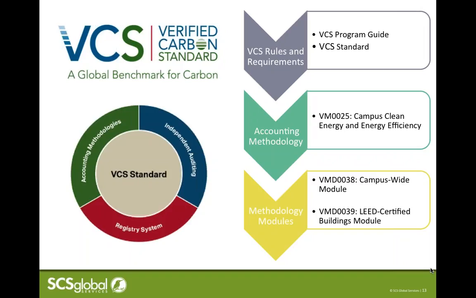So the VCS standard establishes the core rules and requirements that must be met for any project, program, or activity to be certified under the VCS framework. The VCS standards set out higher level programmatic requirements that include detailed rules and procedures that must be followed by any given project. Independent auditing encompasses the VCS validation and verification phases to ensure that projects, programs, and activities meet the required VCS standard. This aspect is conducted by validation and verification bodies such as SCS.